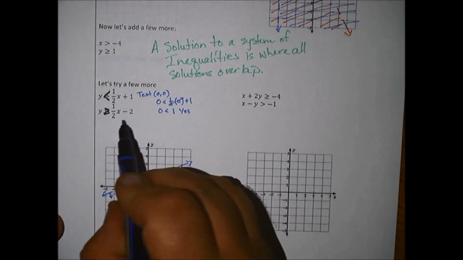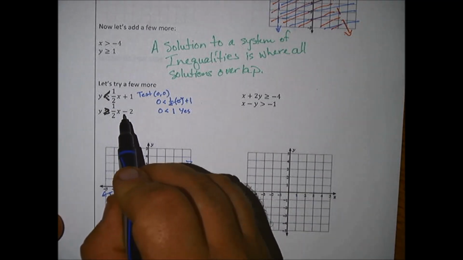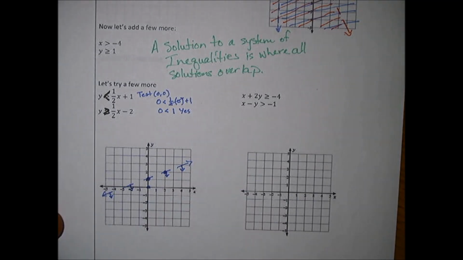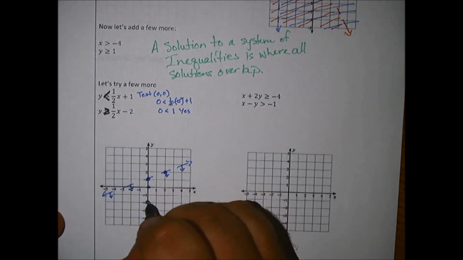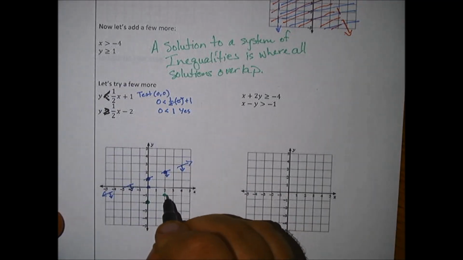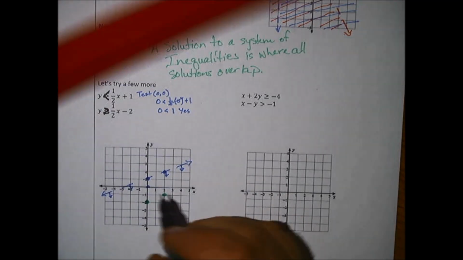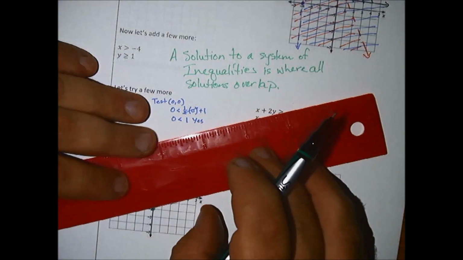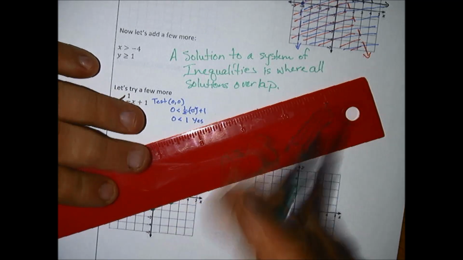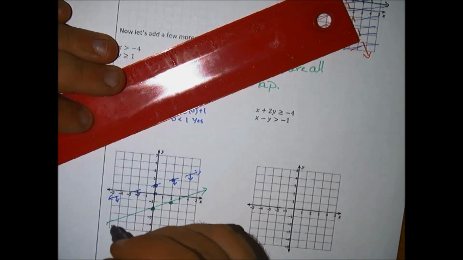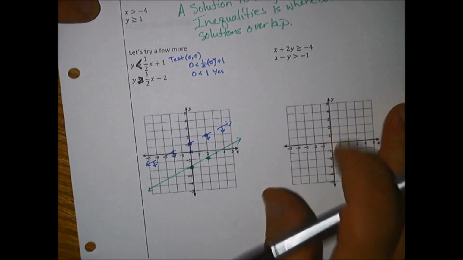All right, so this one, now I have -2 here. So I'm going to start at -2. Oh, better use a different color. Start at -2, and I go up 1 and over 2. Okay. Now, since it's greater than or equal to, that'll be a solid line. So a solid line goes through there. And that's what we're left with for that line.